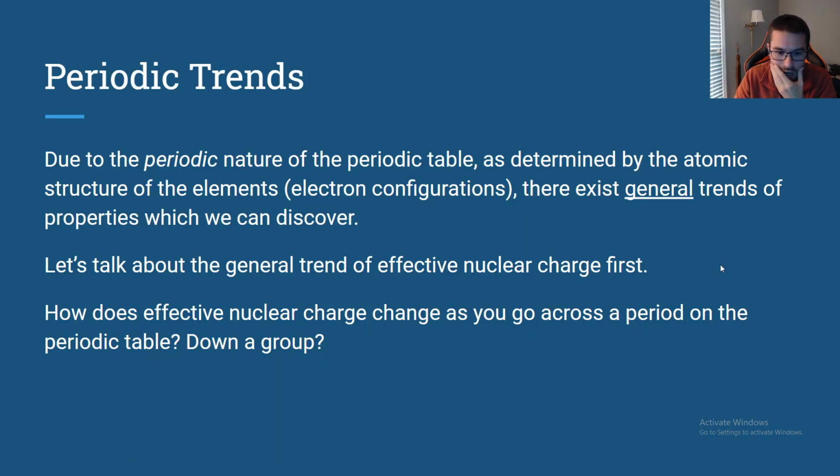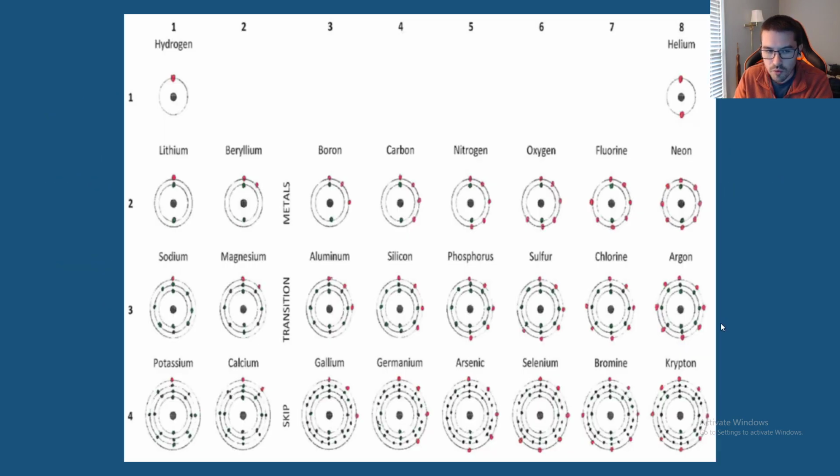Okay, so let's see if we can answer this first question. How does effective nuclear charge change as you go across a period on the periodic table? The one downside of what I've drawn here is that we don't actually get to see the number of protons. But I think a lot of you are smart enough to recall the atomic numbers of these elements. Lithium is number 3, beryllium is number 4, boron is 5, and so on. So 5, 6, 7, 8, 9, 10.